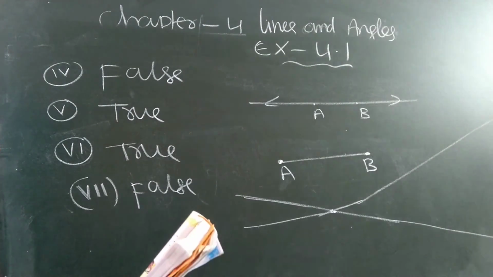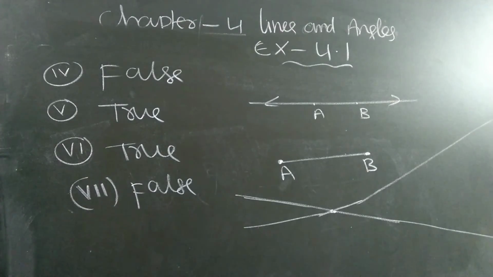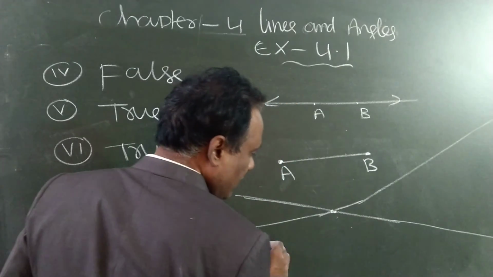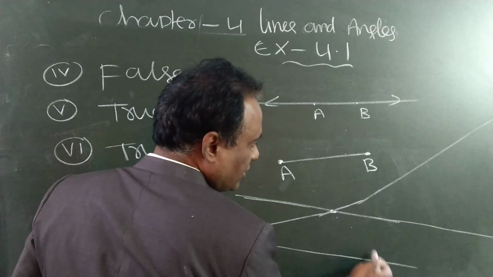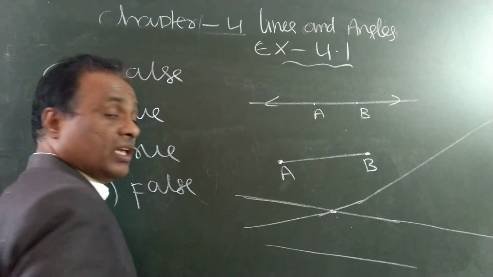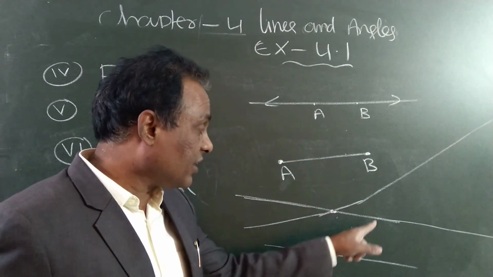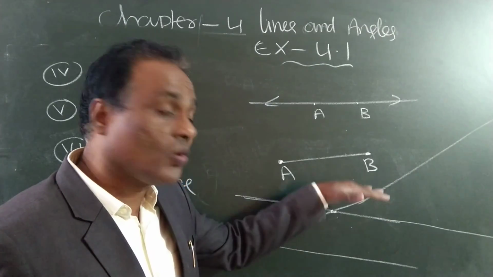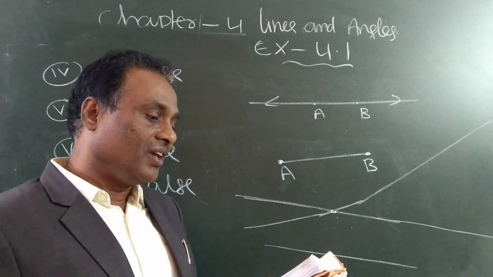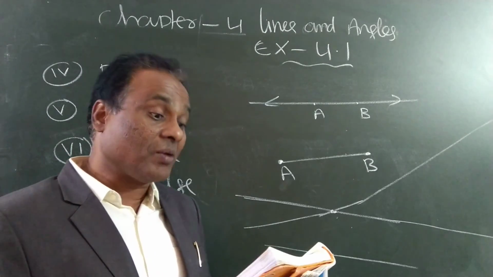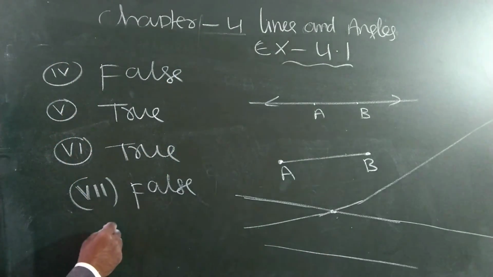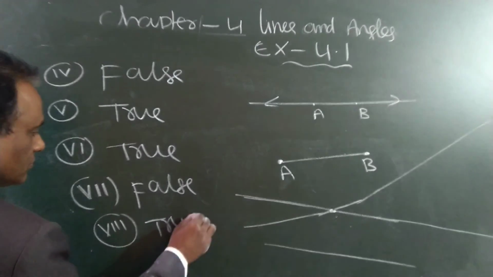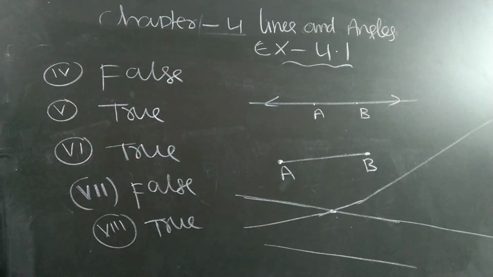Two intersecting lines cannot both be parallel to the same line. Suppose these 2 are intersecting lines. If you draw a line parallel to this line, then the other line will not be parallel to this. Among 2 intersecting lines, if one is parallel to a line, the second will not be parallel, because that will happen only for parallel lines. So the statement is true. Intersecting lines cannot be parallel.